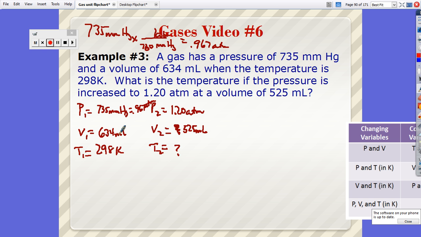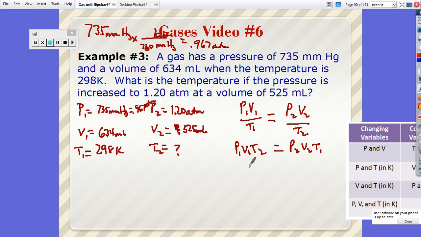My volume units are both in milliliters. That's fine. And my temperature was given in Kelvin, which is what I want to use. Write down your formula. And then let's rearrange the variables. I'm going to cross multiply. Then I'm going to divide both sides by P1V1 so I can get T2 by itself.